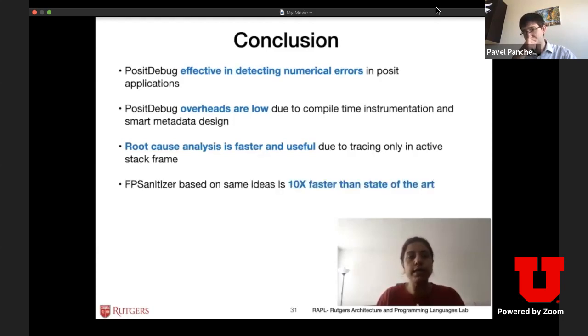We have shown the same ideas are applicable for floating point, and we believe both of these tools can help developers debug and detect numerical errors effectively.